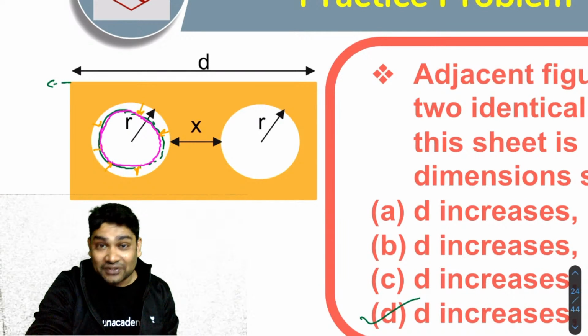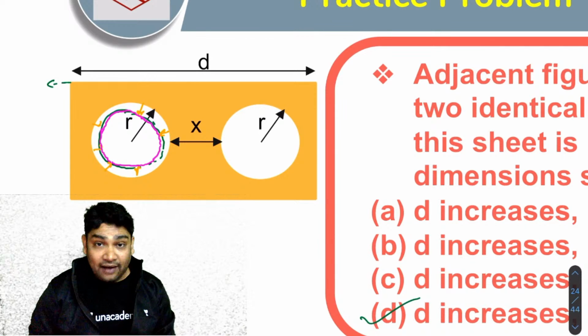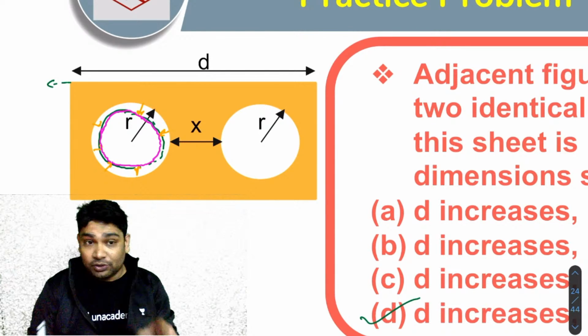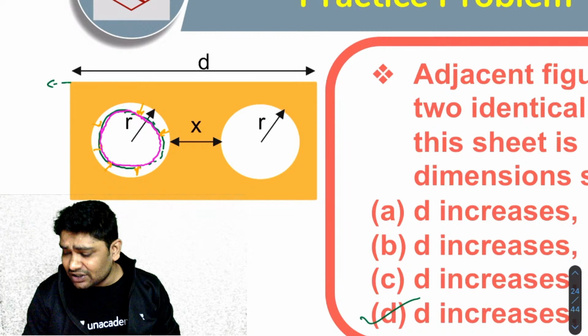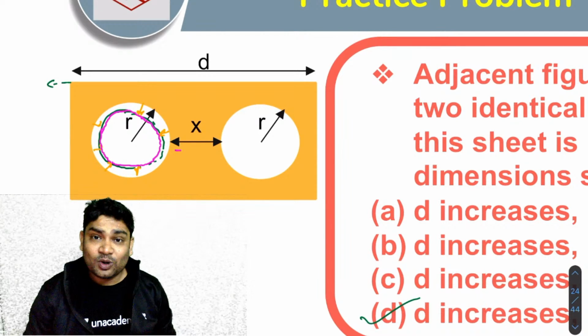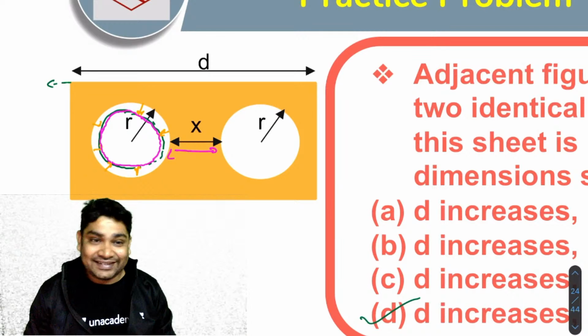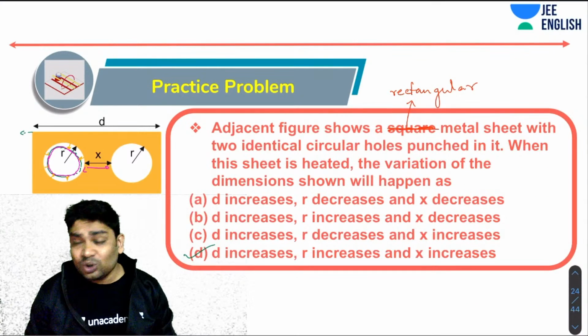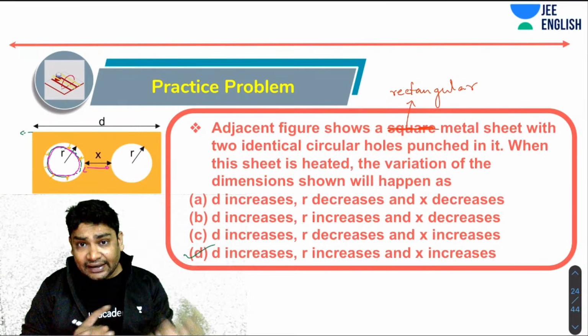Okay. Now, similarly, since the average intermolecular separation between all the molecules has to increase, so you will see this also increasing. Okay, so all these three dimensions would increase. Okay, so the correct answer is D.